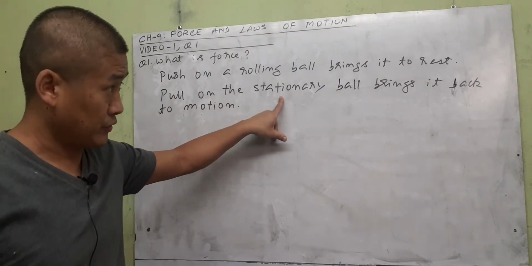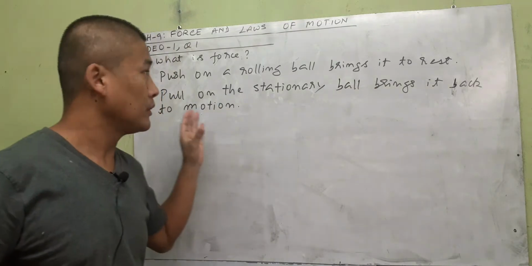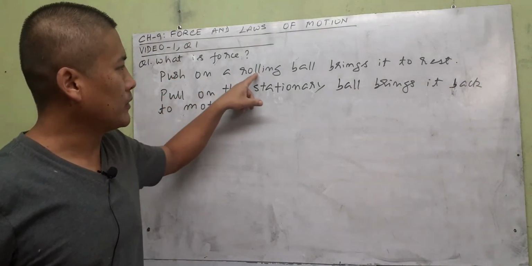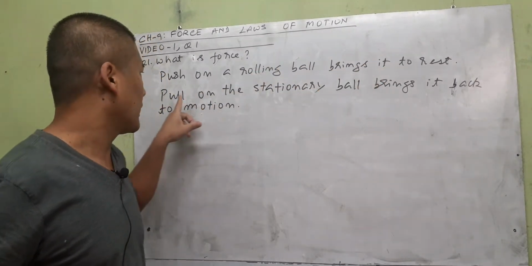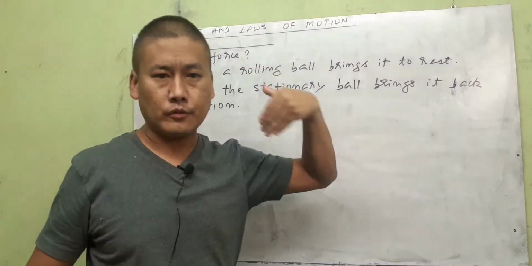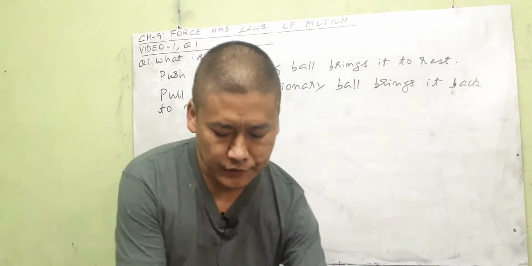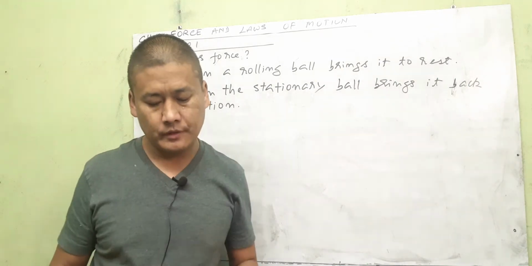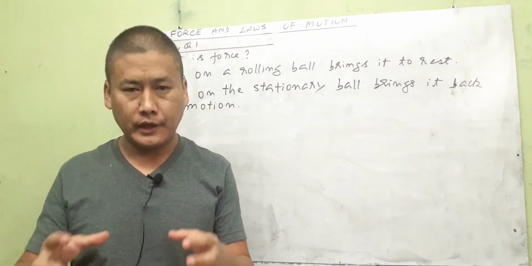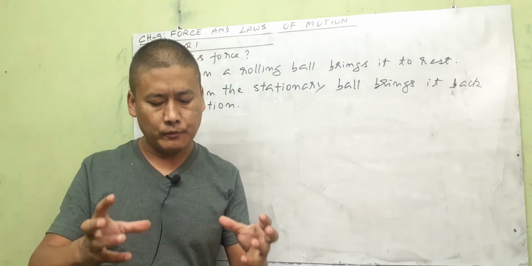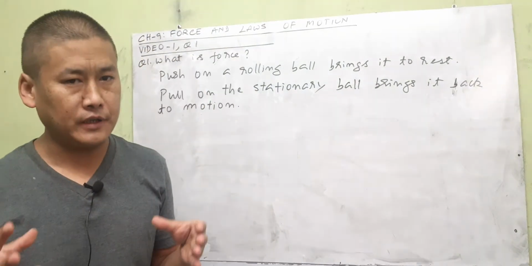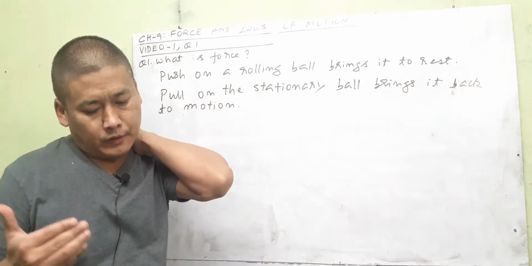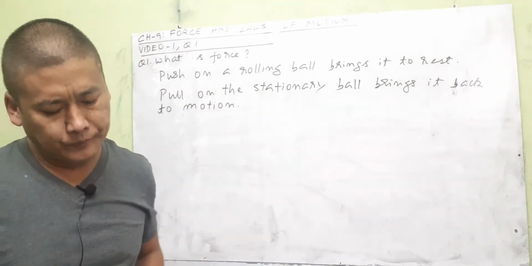This push that has caused the rolling ball to stop, and the pull that has caused the stationary ball to come back to motion, this push and pull that has changed the moving ball to rest and brought the resting ball to motion is called force. So let us read the answer. What is force? Your tuition note definition: in simple words, a push or a pull on any object or body like a ball is called force. This is a basic definition of force we even know in class 6, 7, right?